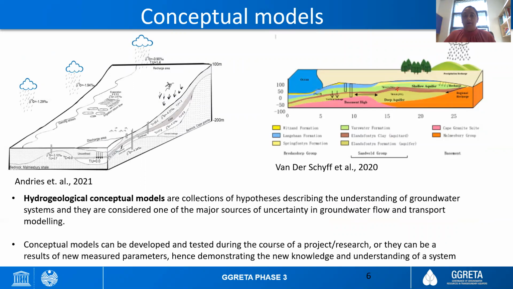So as I mentioned, there are different ways in which you can look at your data, one of which is a conceptual model. A conceptual model is essentially a collection of hypotheses describing the understanding of groundwater systems. In other words, all the information that you're able to gather about your study area can be used to build a conceptual model for your area.